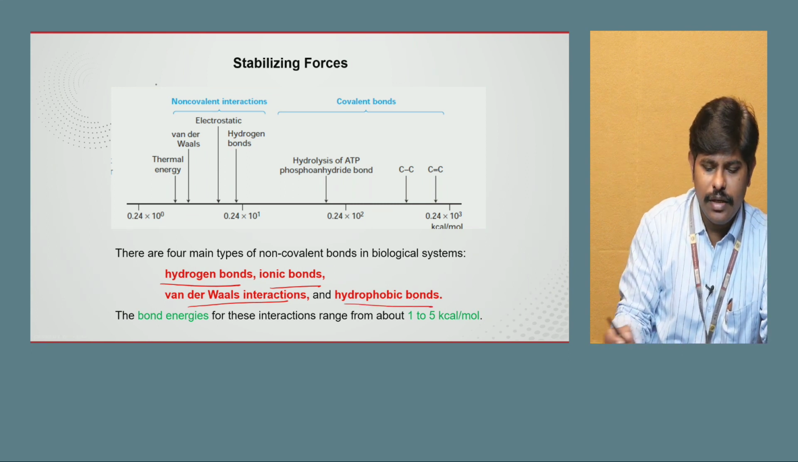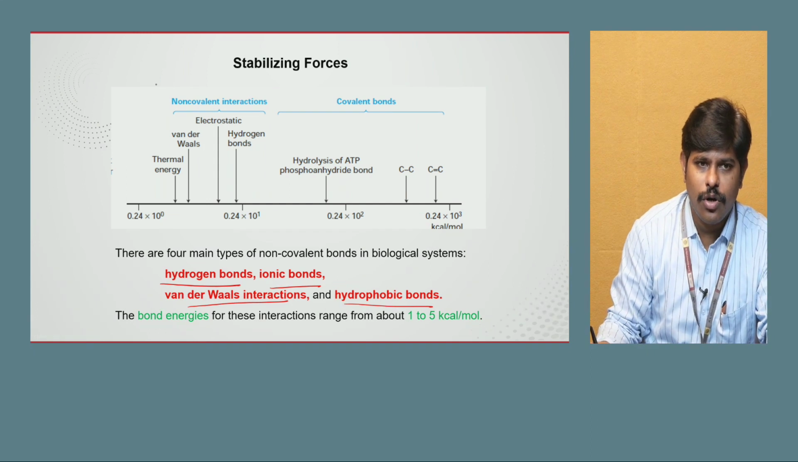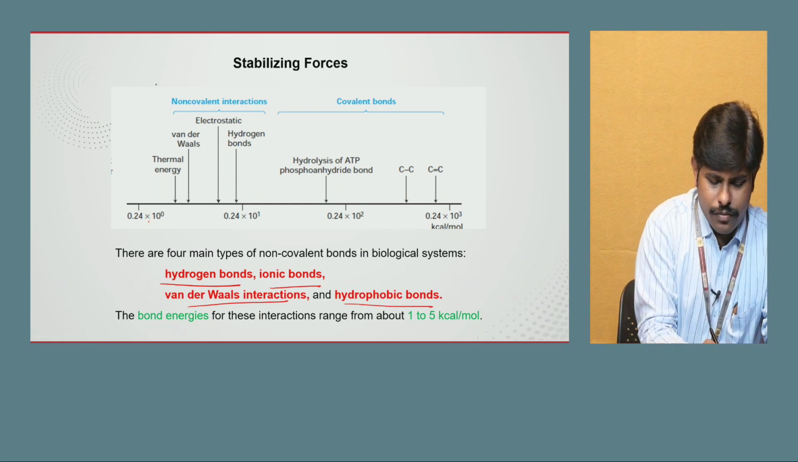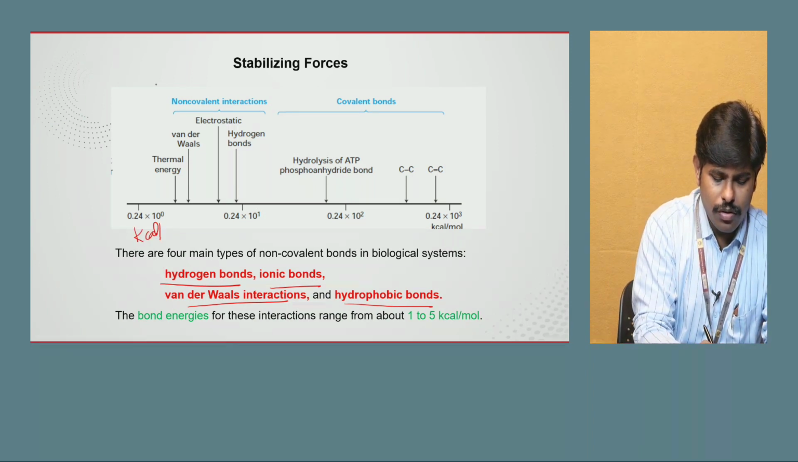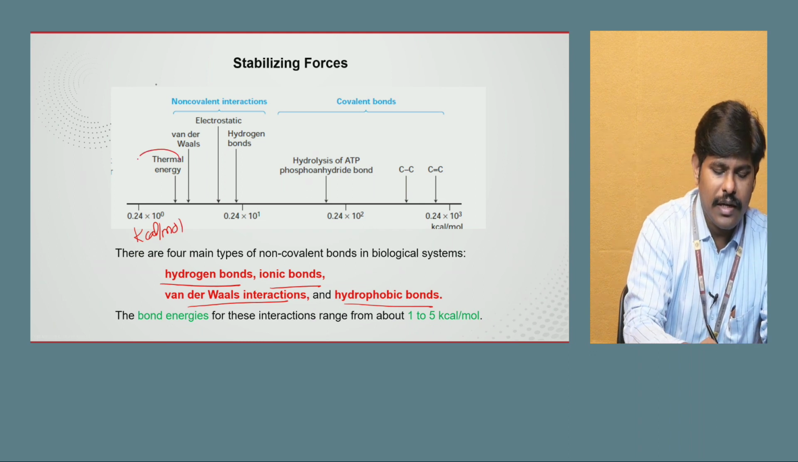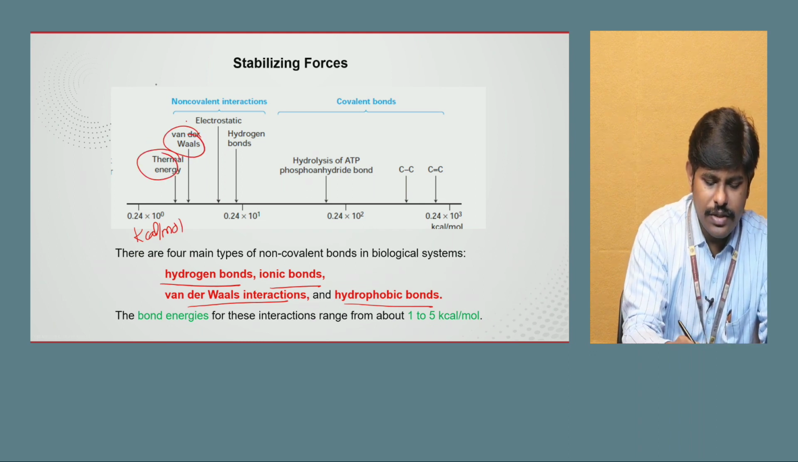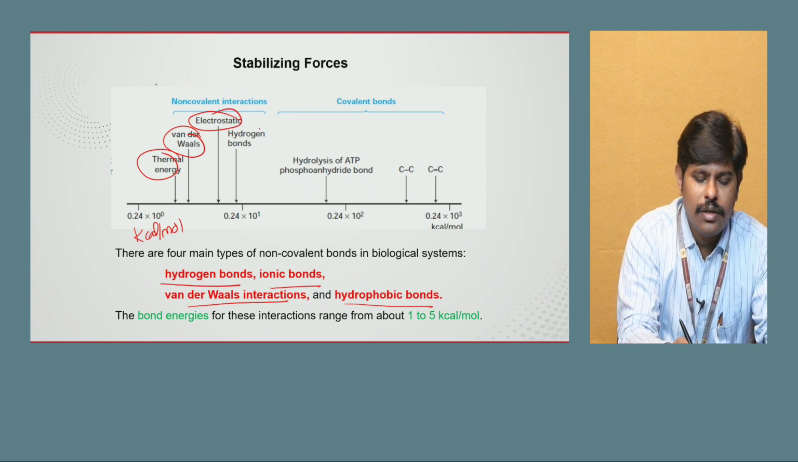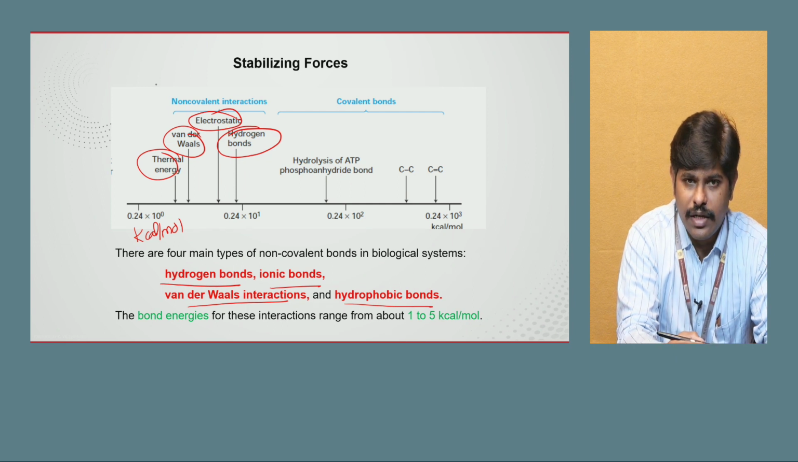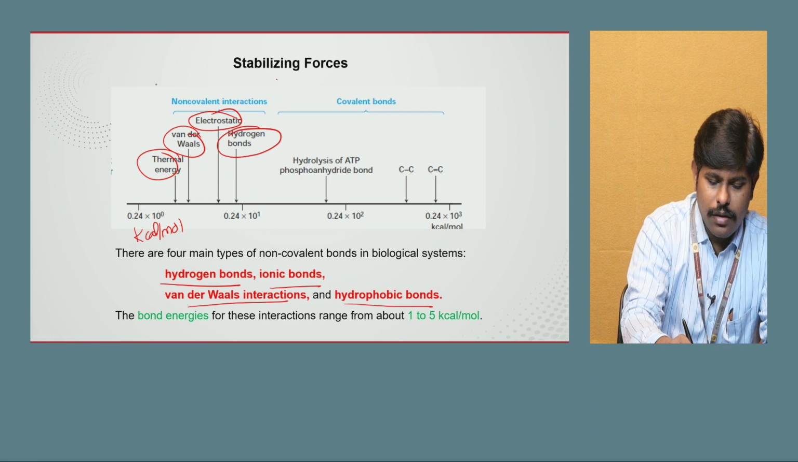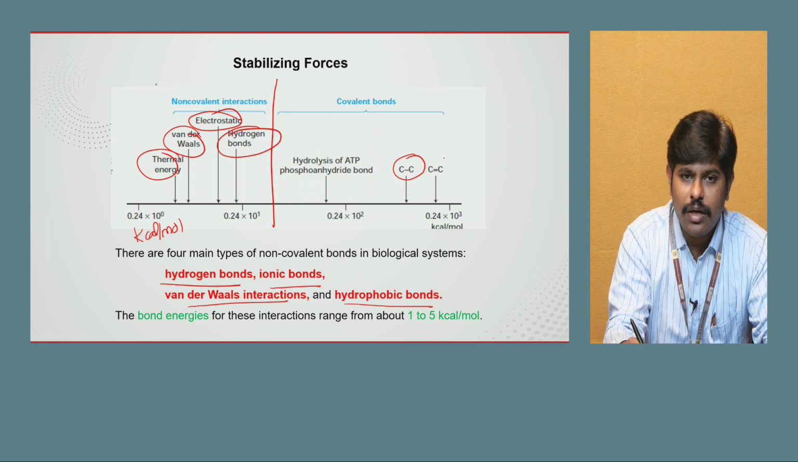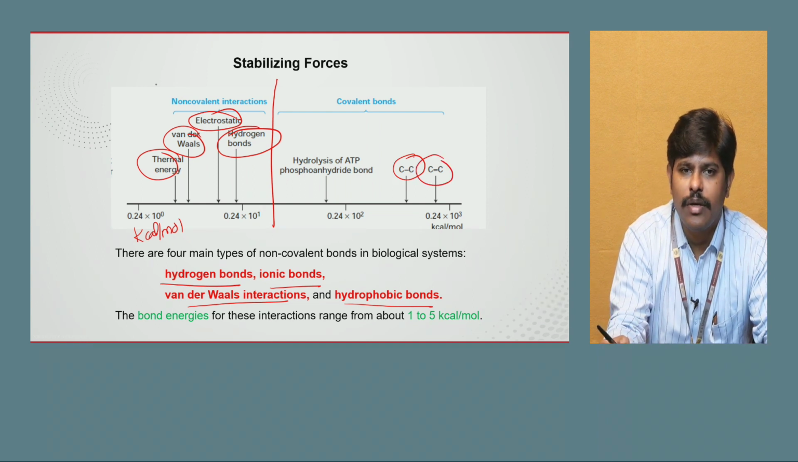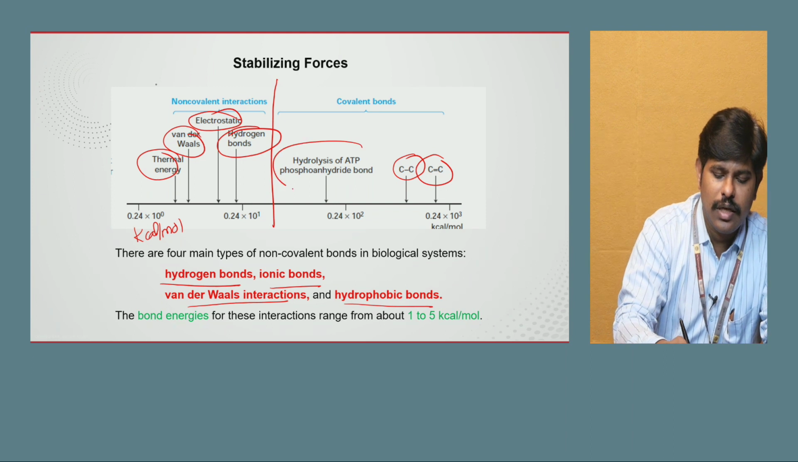So, in this graph you can see the energies of different types of bonds here, different types of bonds in kilocalorie per mole. So, you have thermal energy, van der Waals energy, electrostatic energies, hydrogen bonding energies. So, all these four energies are called as non-covalent interactions here. And beyond this, the covalent bonds are there. So, maybe for single bond and for double bond, and hydrolysis of ATP for phosphoanhydride bond. So, this is the energy given.